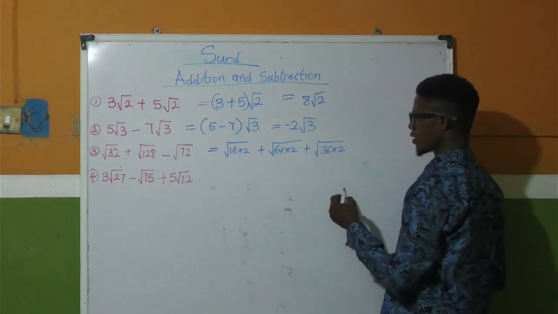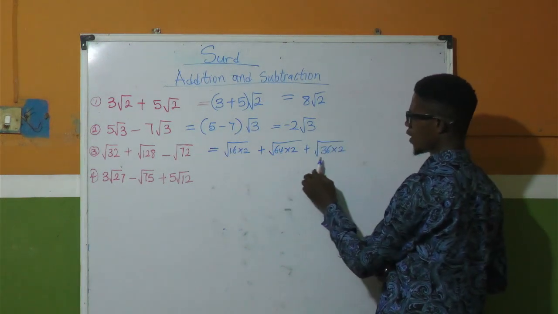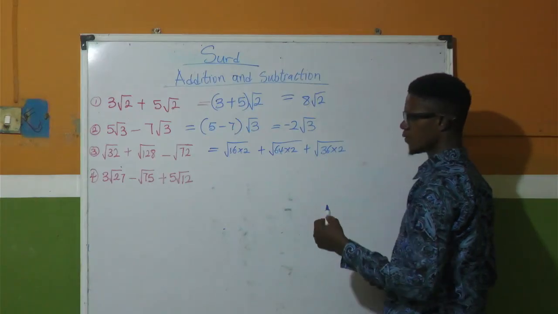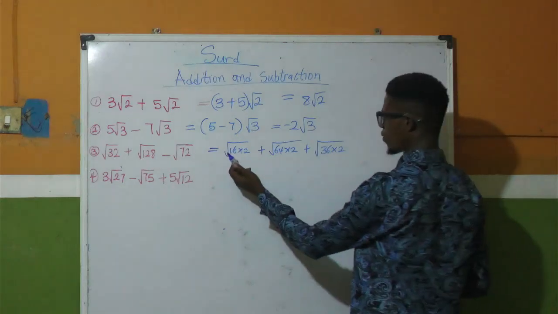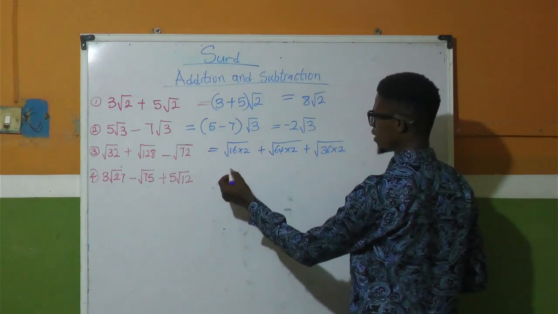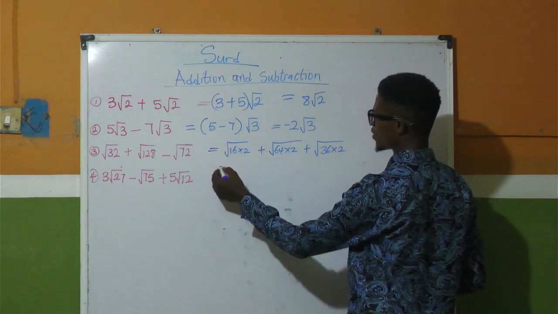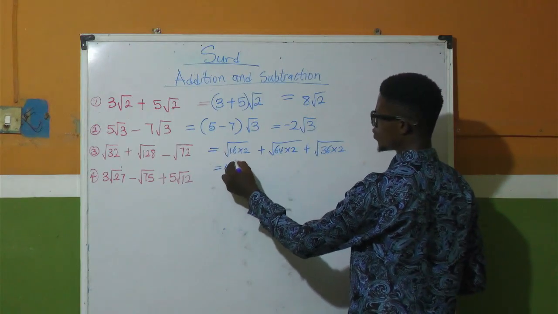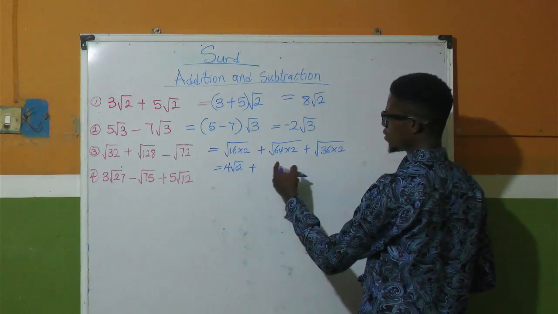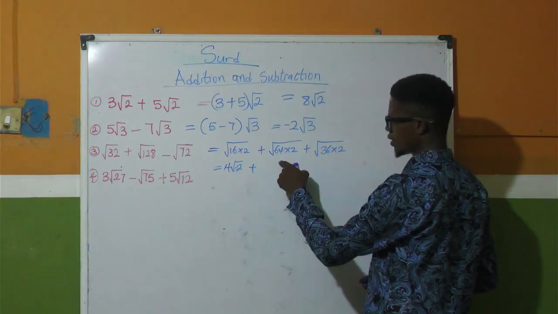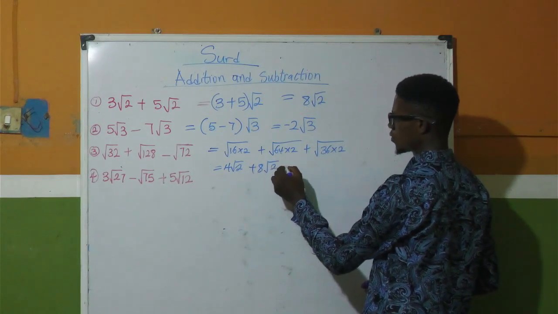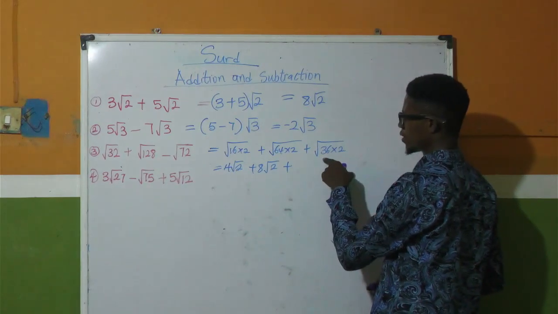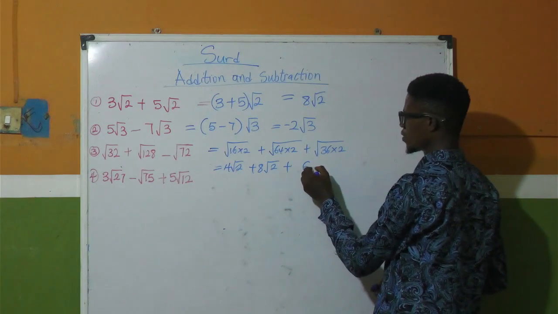Now you can see that 16, 64 and 36 are figures that we can take the perfect squares of. So the perfect square for 16 is 4. That will come outside, so this will become 4 root 2, right? The square root of 64 is 8, so 8 root 2. Then the square root of 36 is 6, so it becomes 6 root 2.